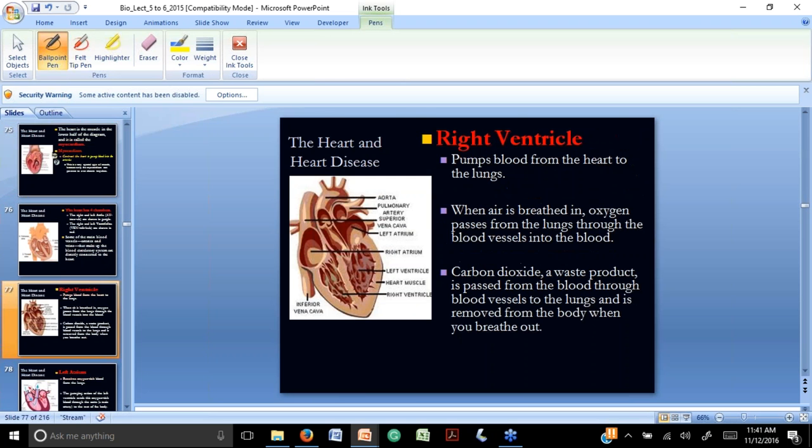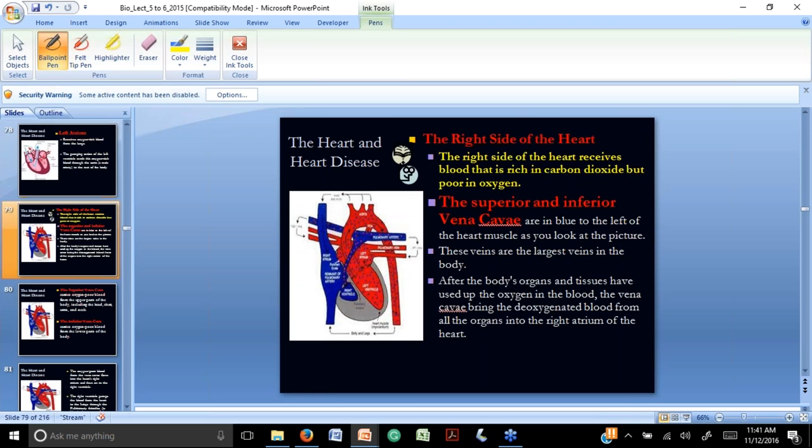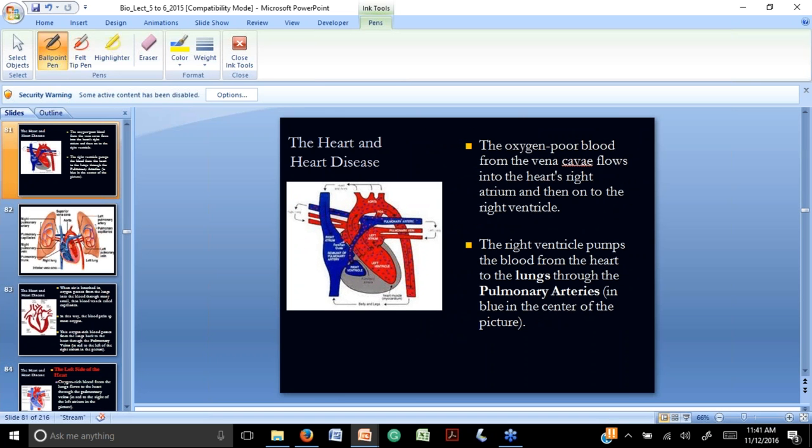All right, so the three layers of the heart are going to be the endocardium, the myocardium, and the epicardium. Epicardium belongs to the heart, right?